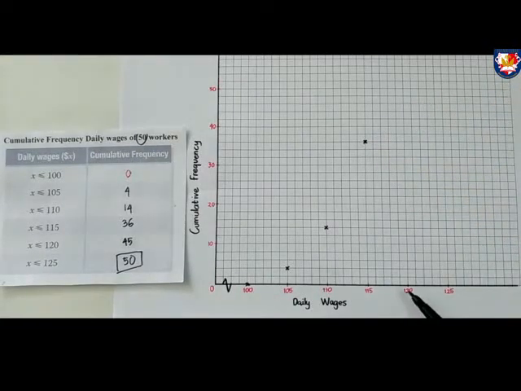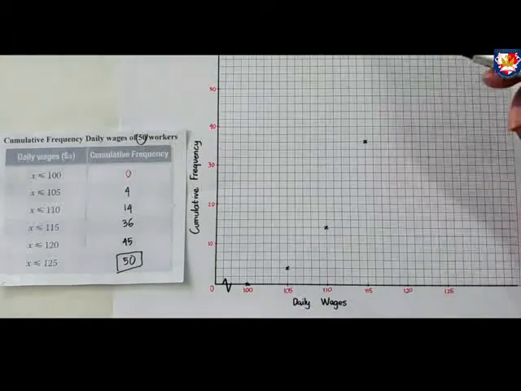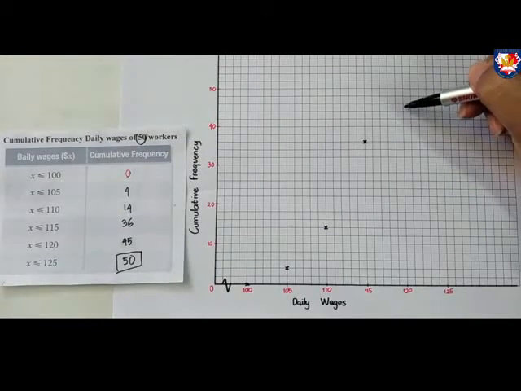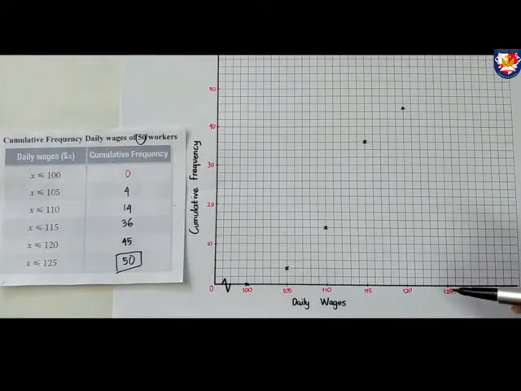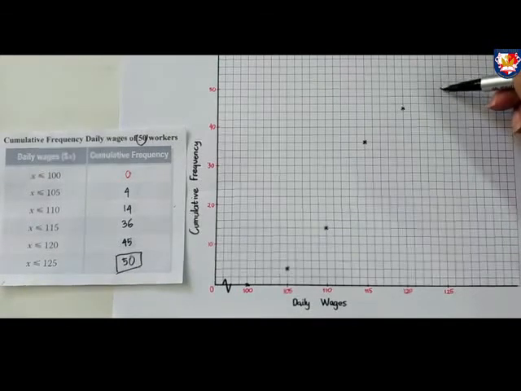And then 120 is equal to 45. Where's 45 supposed to be? Around here. And then 125 is equal to 50.